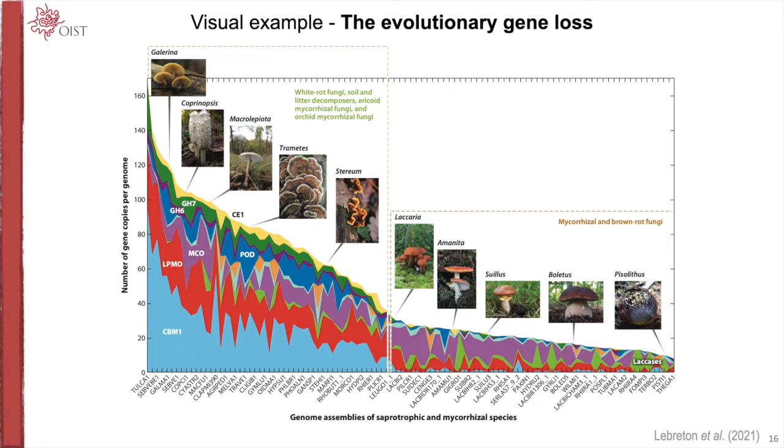Let's have a look at the figure here. It shows the copy number of genes for plant cell wall degrading enzymes in a variety of fungi. There is a clear reduction trend from white rot fungi on the left top to ectomycorrhizal fungi on the right bottom.